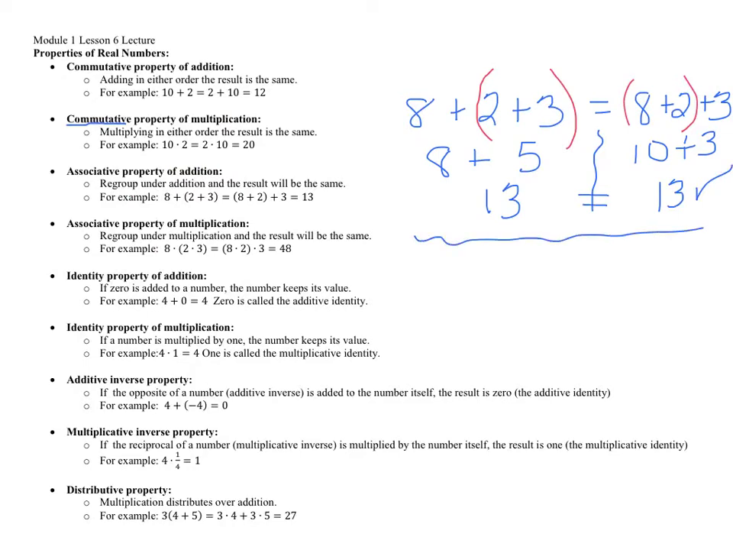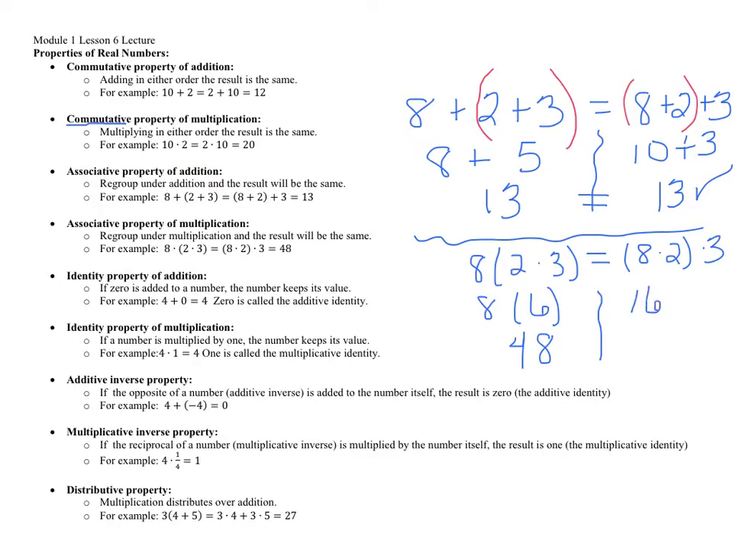Similarly for multiplication, I could do 8 times, grouping the 2 times 3 first, or I could group the 8 times 2 first, then do the times 3. So in this first case, I grouped the 2 times 3, so I'm multiplying those and getting 6. 8 times 6 is 48. Or alternatively, I could first do 2 times 8 and get 16, multiply that times 3, and 16 times 3 is still 48. So the grouping doesn't change the answer.